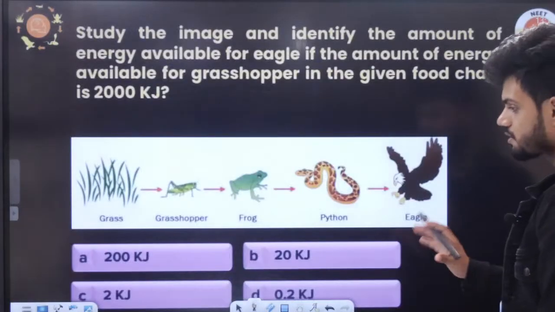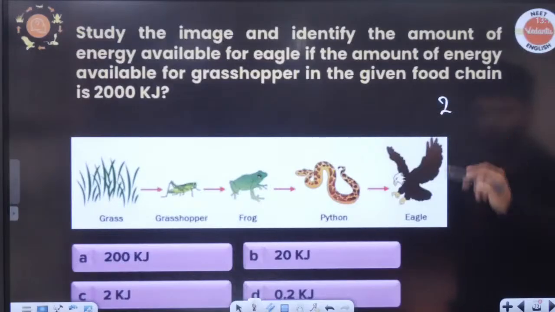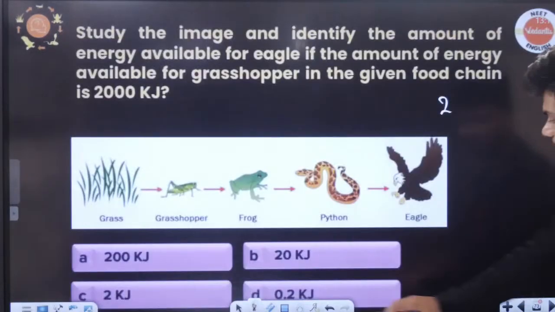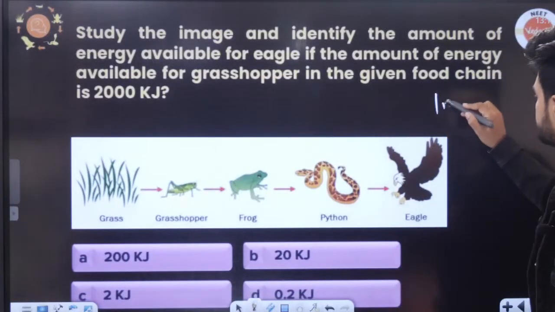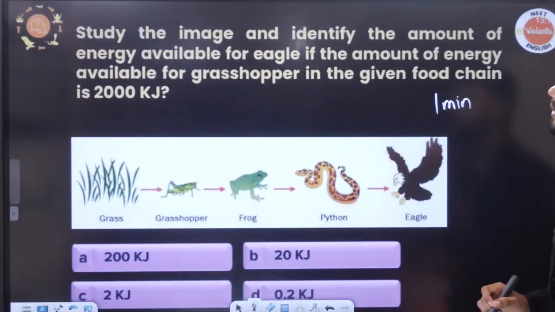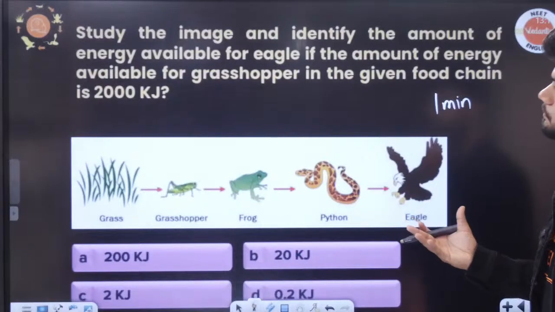Next, okay, this is the question. Numerical. I'll give you 1 minute, 2 minutes. Let's take 1 minute only. Easy. Take 1 minute and solve it. But I'm reading only. You should finish the question now.